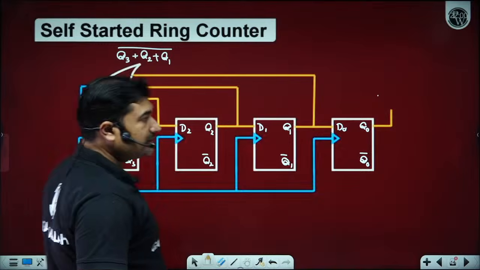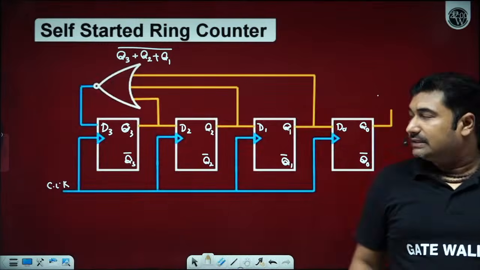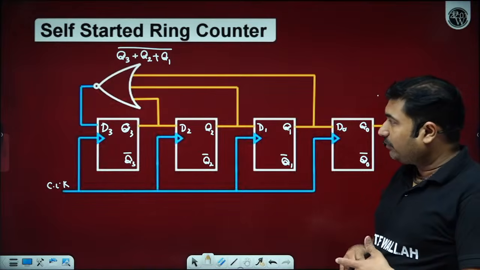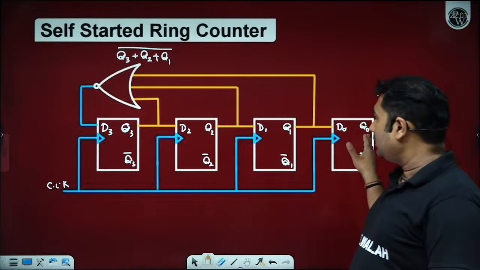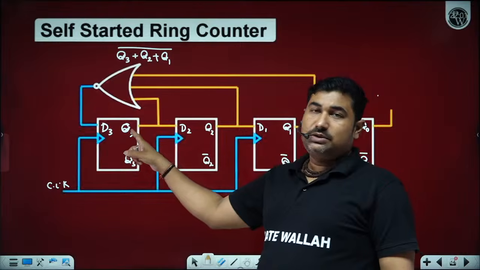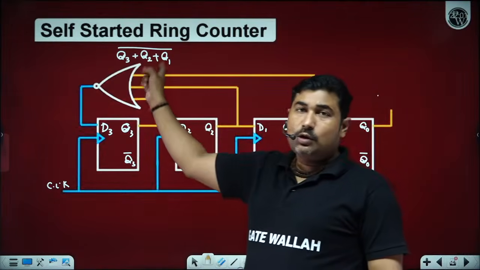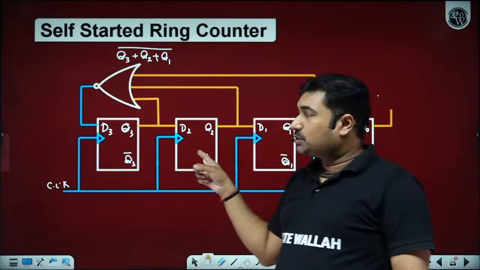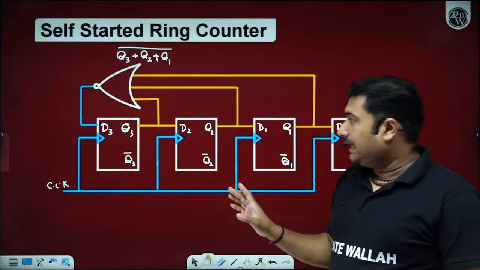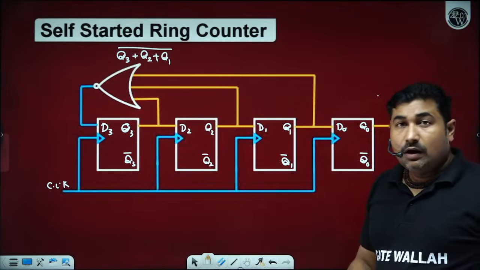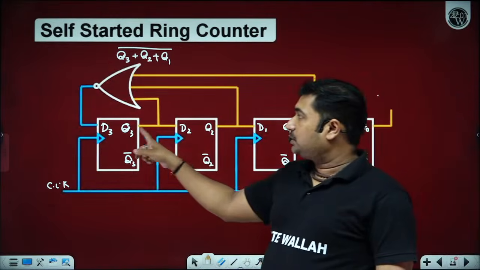This is your self-started ring counter. At the time of start, if all the flip-flops are reset to 0, then 0 XOR 0 XOR 0, 0 plus 0 plus 0, is 0, and the whole complement is logic level 1. So D3 will become 1. And this 0 will be shifted here, this 0 will be shifted here, this 0 will be shifted here. On application of the first clock pulse, Q3 will become high.